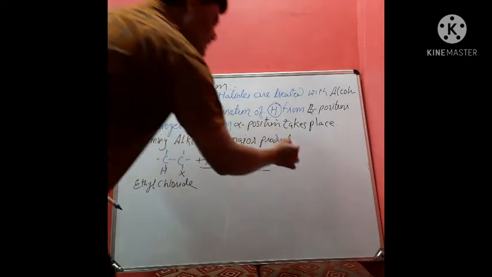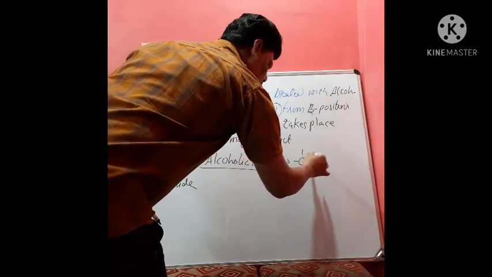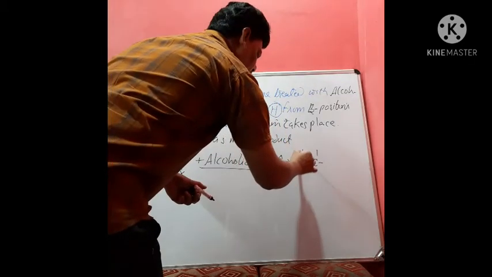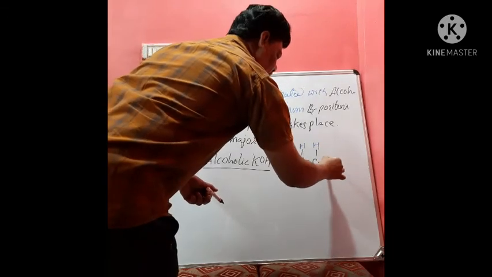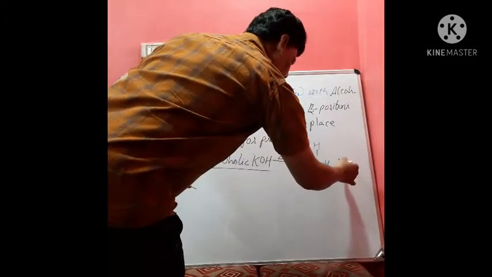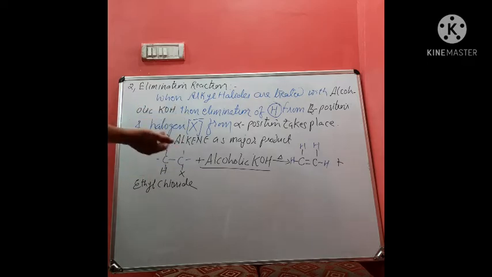Alkene as a major product, that is C double bond C. This is H2 and H2. So alkene is the major product. This one is alkene. Are you getting? Plus H and X simultaneously release out, that is, eliminate.